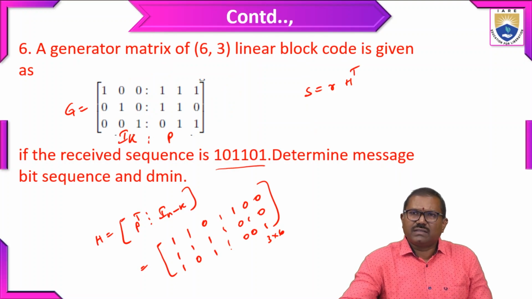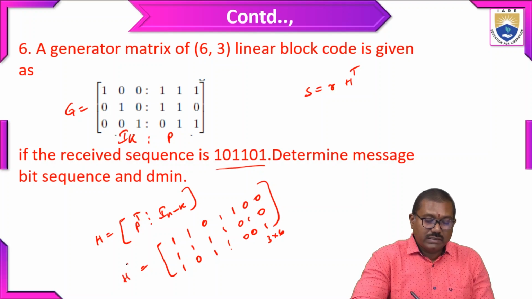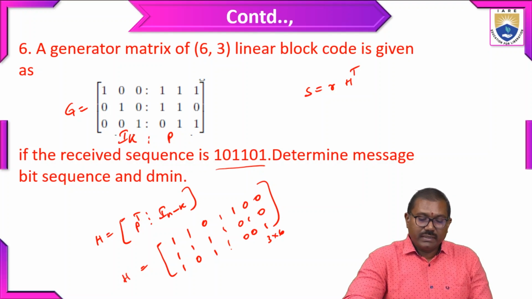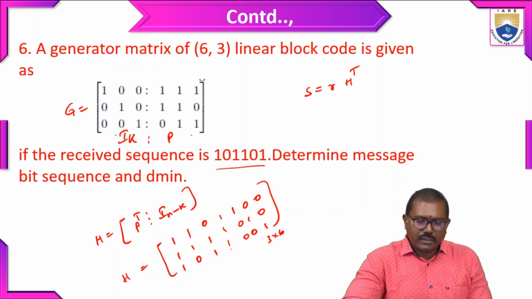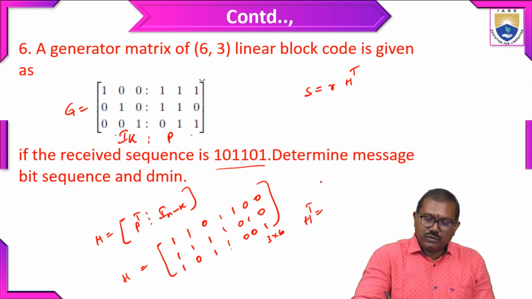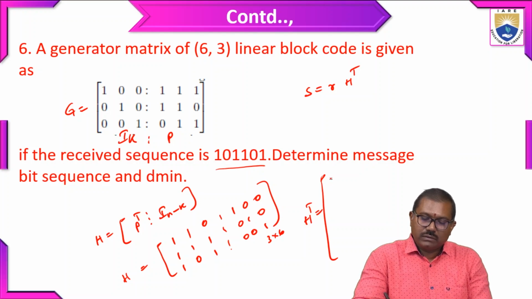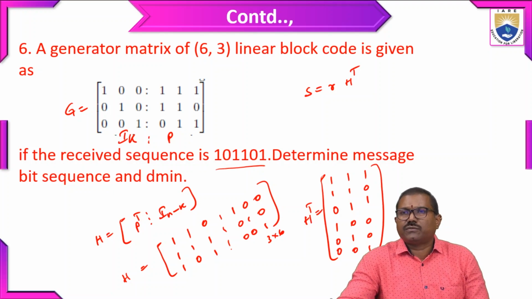So here my H is 110. This is H, but I require H transpose. So again the rows are converted into columns and columns converted into rows. So H transpose is 110 100 111 010 101 001. So this is my H transpose.